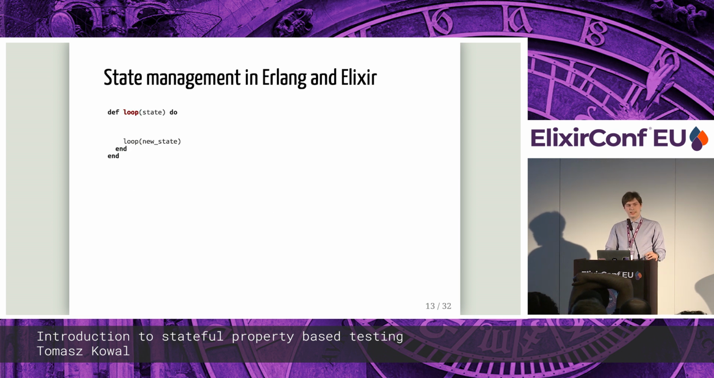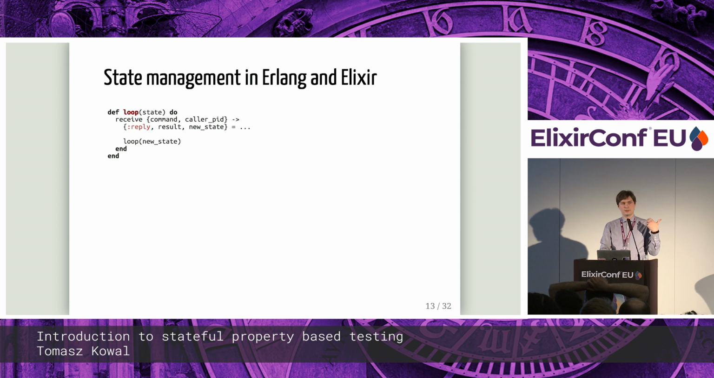Okay, another jump, and it is about managing state in Erlang and Elixir. If you imagine a GenServer, probably most of you know that behind the scenes it is just a function that takes its state as an argument, so it's very explicit, and then in the end calls itself recursively with new state. In the meantime, there are more operations in there because it receives commands from external sources. Usually they involve also the caller PID. And then it needs to generate some kind of reply so that it can send it back to the sender.